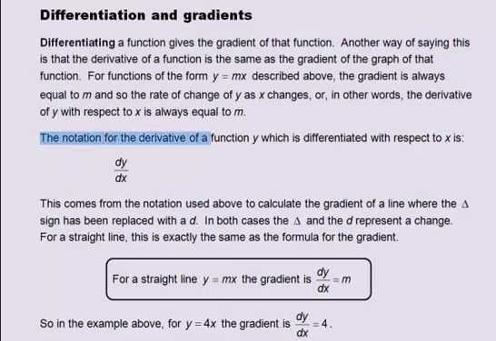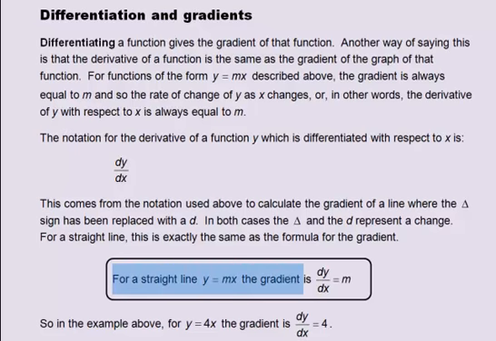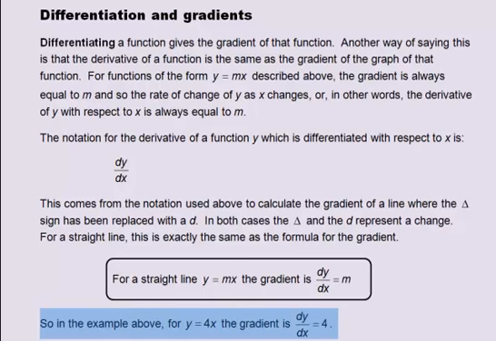The notation for the derivative of a function y, which is differentiated with respect to x, is dy by dx. This comes from the notation used above to calculate the gradient of a line, where the delta sign has been replaced with a d. In both cases, the delta and the d represent a change. For a straight line, this is exactly the same as the formula for the gradient. For a straight line, y equals mx, the gradient is dy by dx equals m. So, in the example above, for y equals 4x, the gradient is dy by dx equals 4.